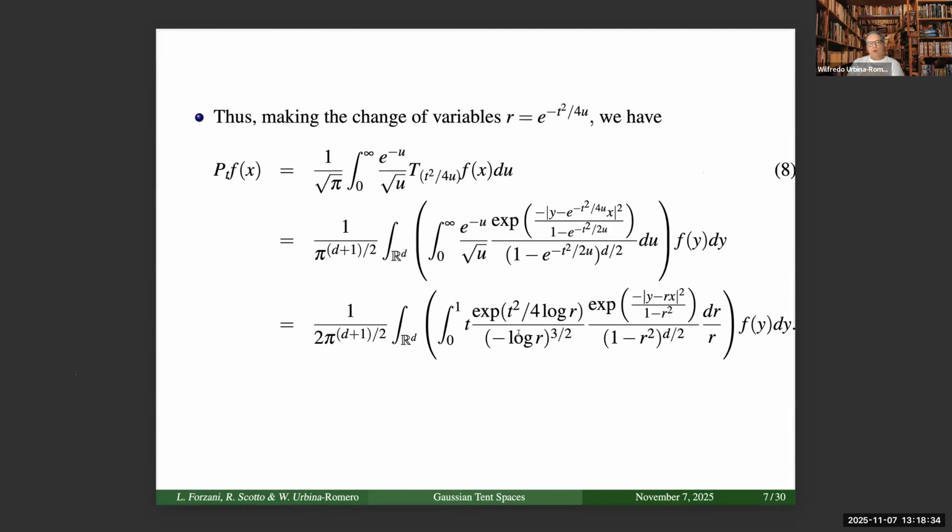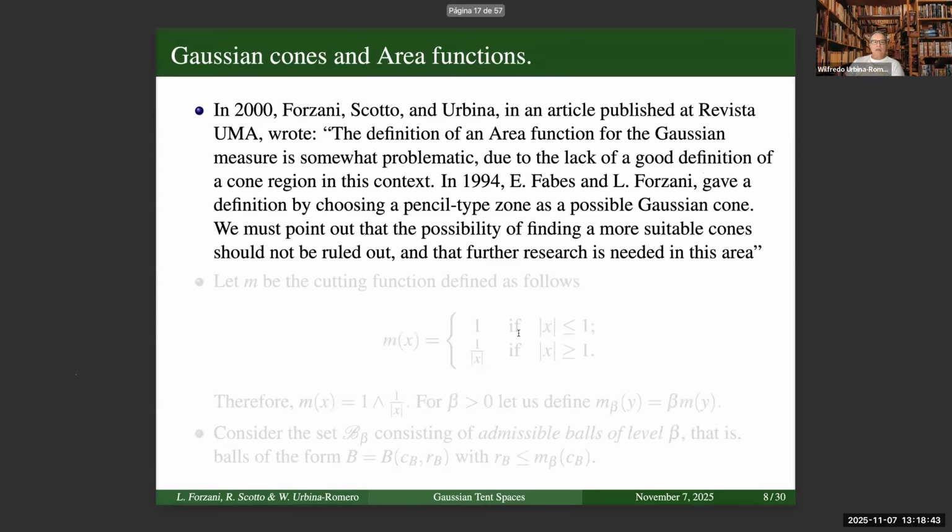So this is like the minimum background to talk about what we are going to do. Here I said we published in 2000, just 25 years ago, an article studying the Fabes-Stein area function for Gaussian cones, and we said that the definition of area function is somewhat problematic due to the lack of a good definition of the cone region. And then there has been a slow evolution of that problem. Now we will be more specific later.